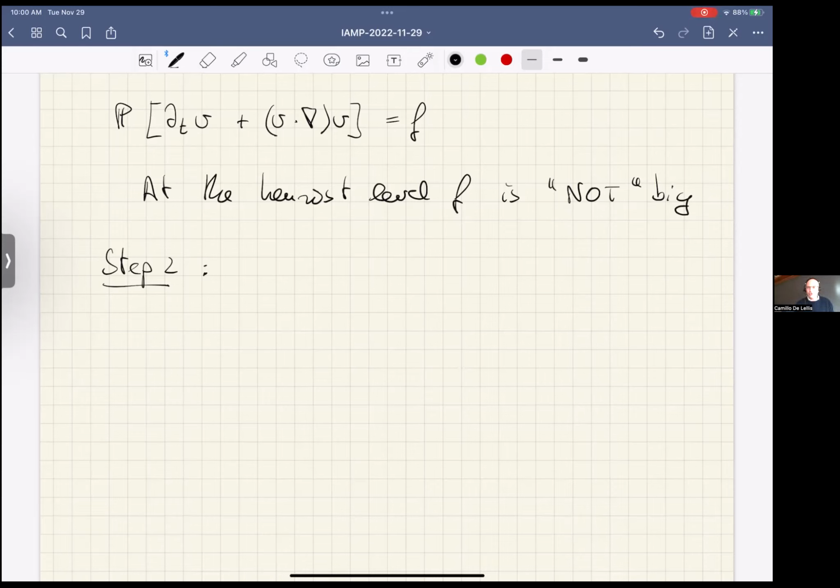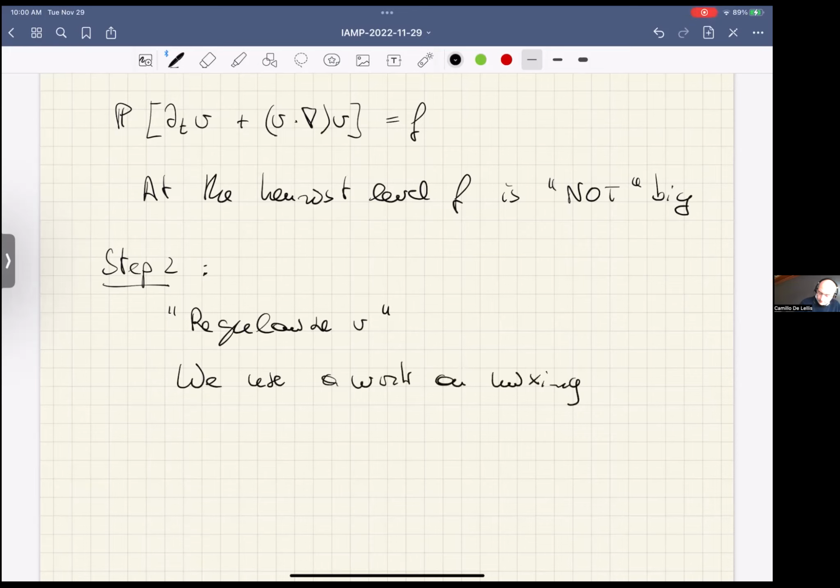And okay, here comes an important work. What we want to do is to regularize V. And for this, we use a work on mixing, which has been very influential, by Alberti, Crippa, and Mazzucato.